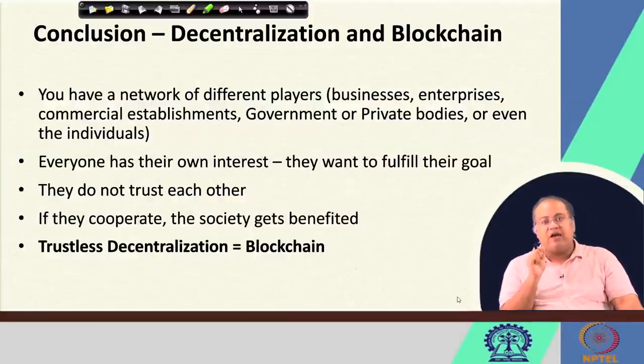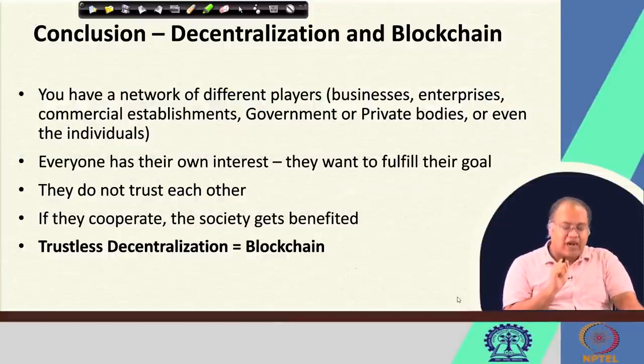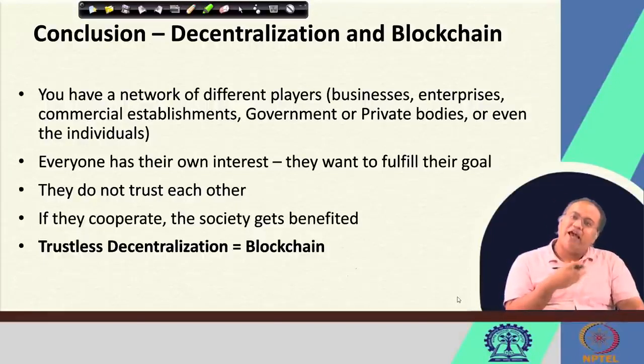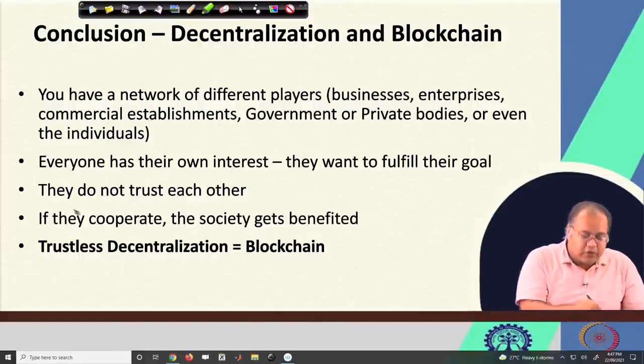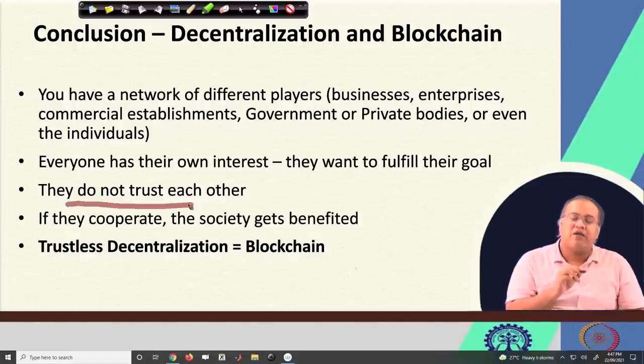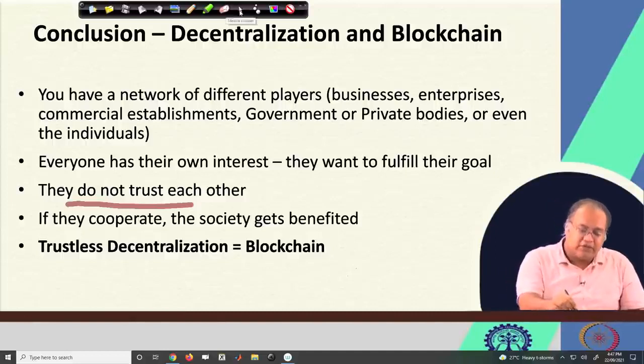Just to summarize today's class, we have seen this concept of decentralization. Decentralization basically means that I have a network of different players. These players can be different businesses, enterprises, commercial establishments, government or private bodies, or even individuals. Everyone has their own interest. They want to fulfill their goal, but the interesting fact is that they do not trust each other. Although they want to collectively fulfill their goal, they do not trust each other, and because they do not trust each other, the problem comes.